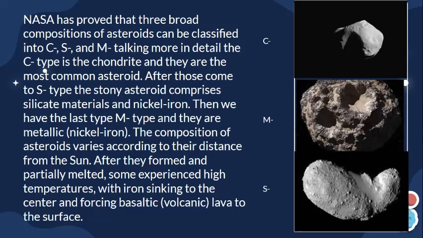Anyway, after the asteroids are formed and partially melted, some experience high temperatures with iron sinking to the center, forcing a basaltic lava to the surface. This simply means that after they're formed and partially melted at the same time, some experience very high temperatures, with iron sinking in the center. So when it goes to the center, the iron on the surface would sink down to the bottom, which would force a basaltic volcanic lava to the surface. And that's why these are made of nickel and iron.